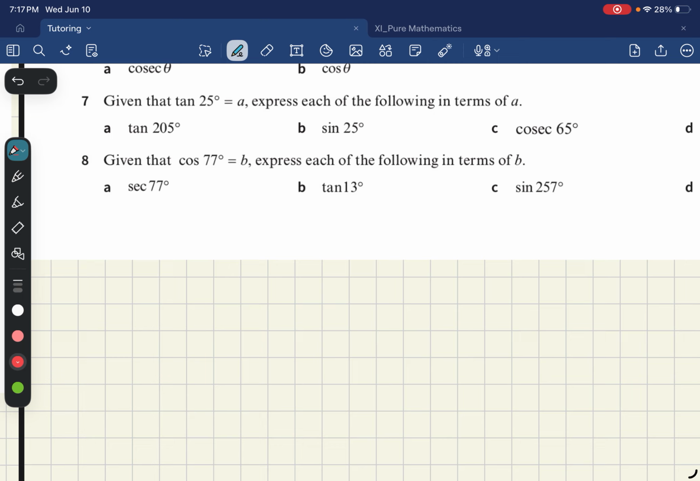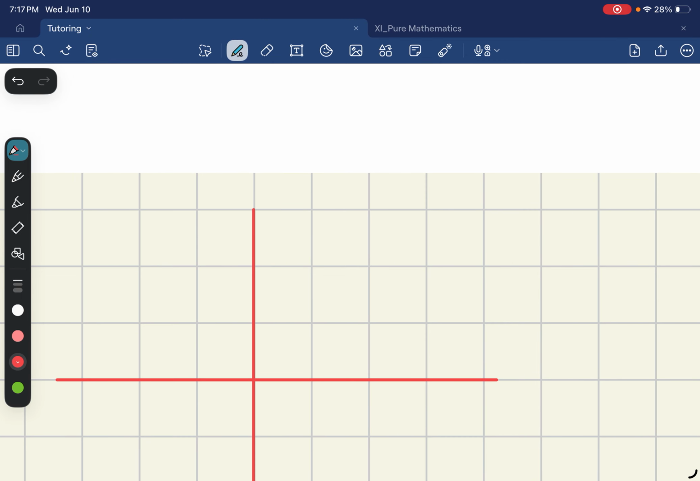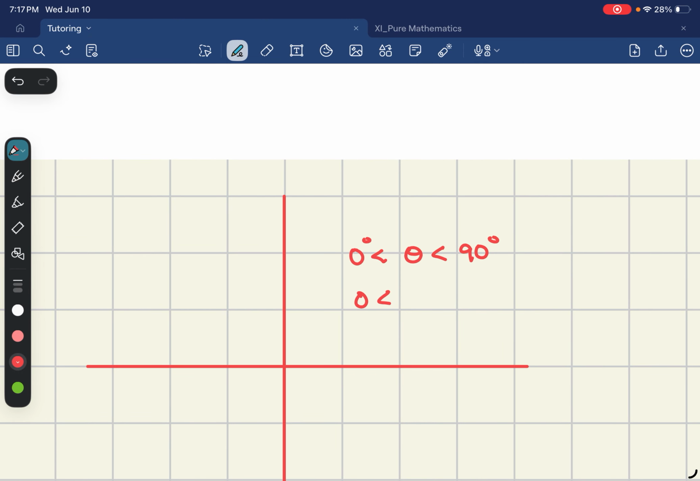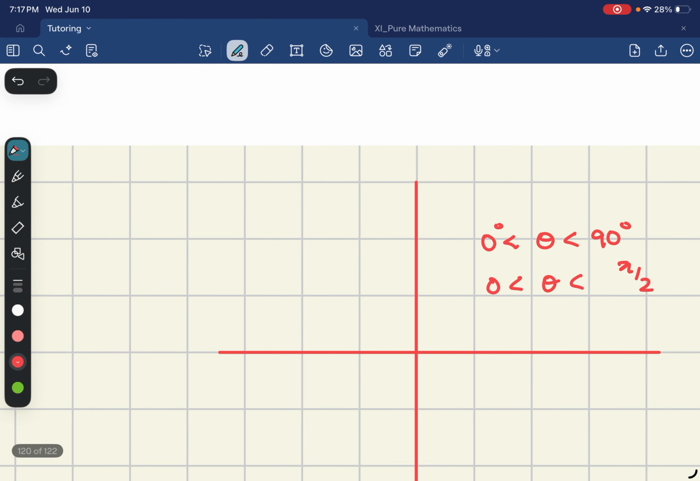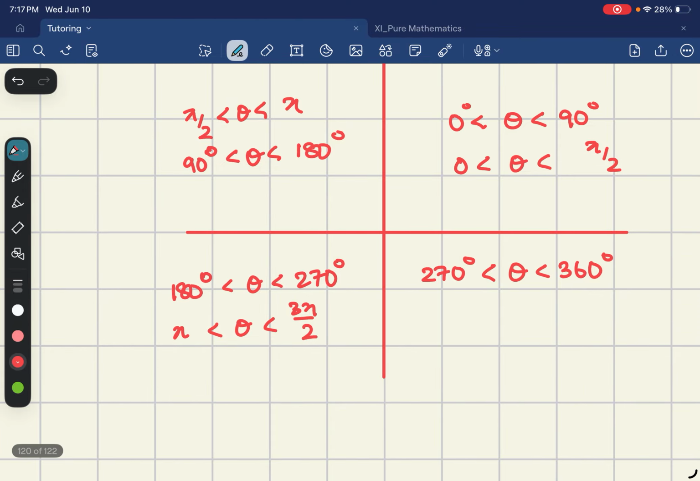All right, so now let me just draw the quadrants again. So your first quadrant, your angles will lie from 0 to 90 degrees, or 0 to pi by 2. And in the second quadrant, your angles will lie from pi by 2 to pi, which is 90 degrees to 180 degrees. In the third quadrant, it is going to lie from 180 degrees to 270 degrees, or pi to 3 pi by 2 radians. And in the fourth quadrant, it lies from 270 degrees to 360 degrees. And it rotates, right? You can have more than this.